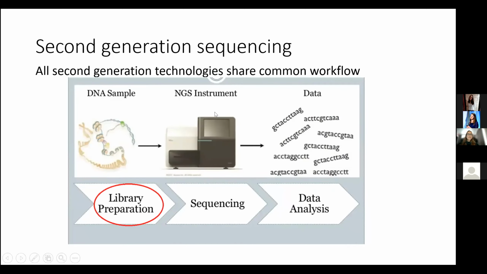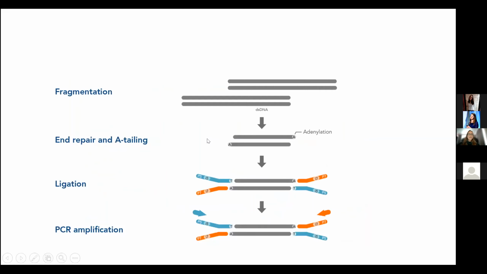And library preparation is also the first step. The library preparation steps are pretty similar among all of these technologies. So the first step would be the fragmentation of our DNA. That can be done by enzymatic or physical methods.